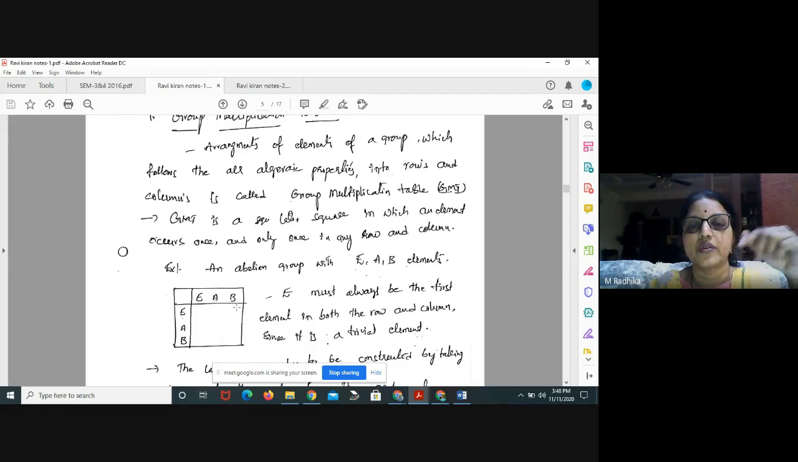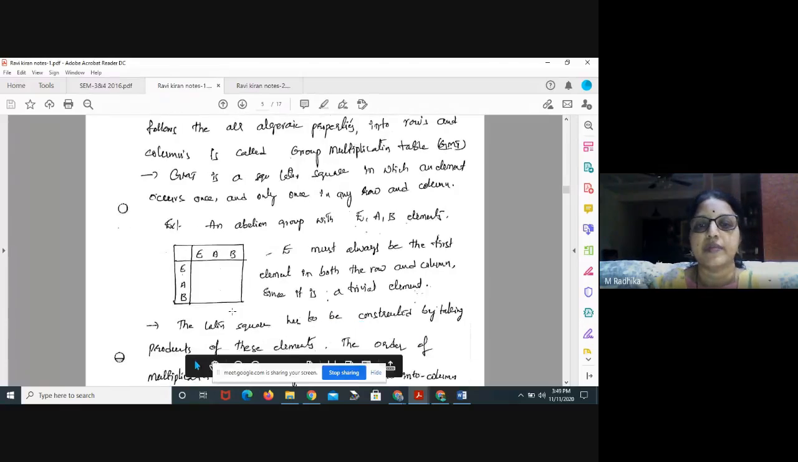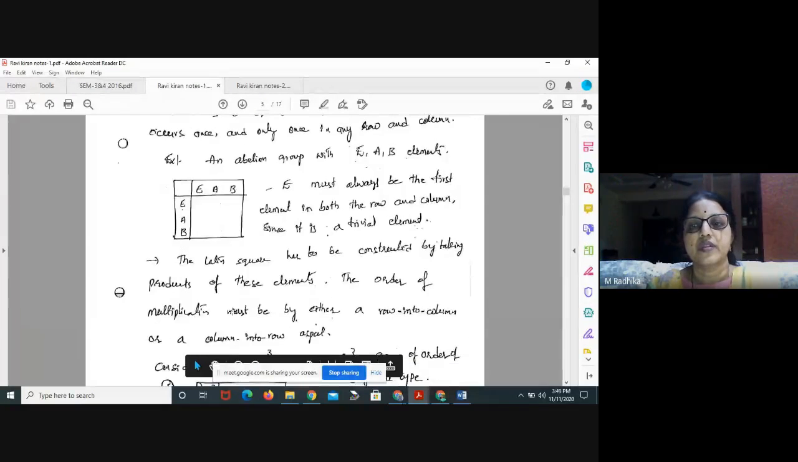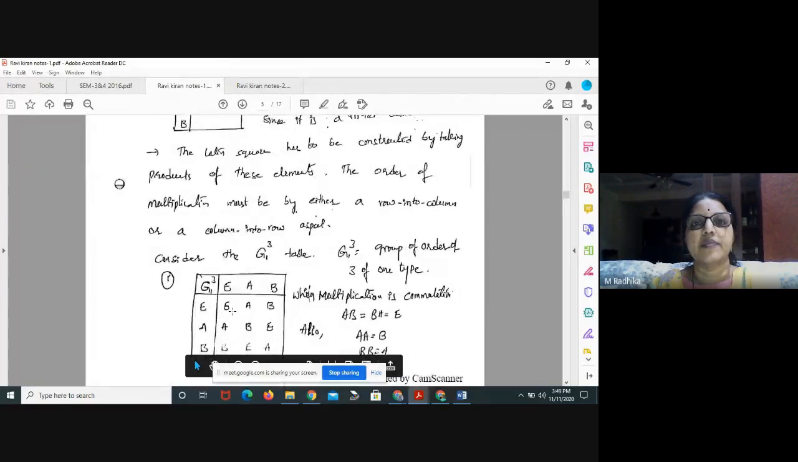The main thing you have to remember is whatever element you are writing, it should come only one time in a row, or in a column. It should not repeat, otherwise it is not called a group multiplication table. That is what you have to remember. So we will take up one example.